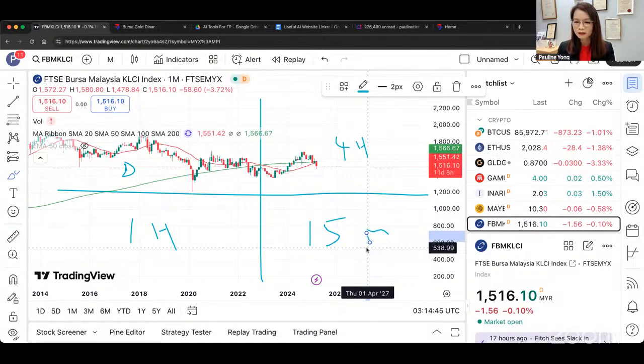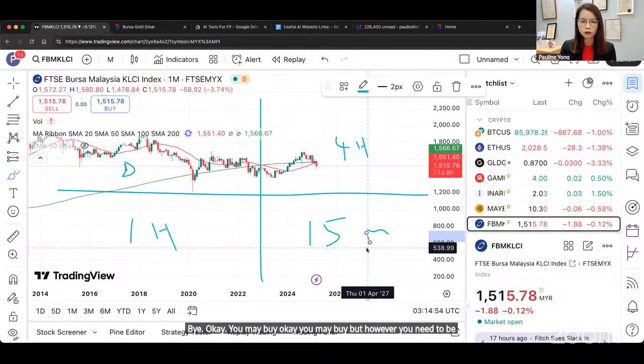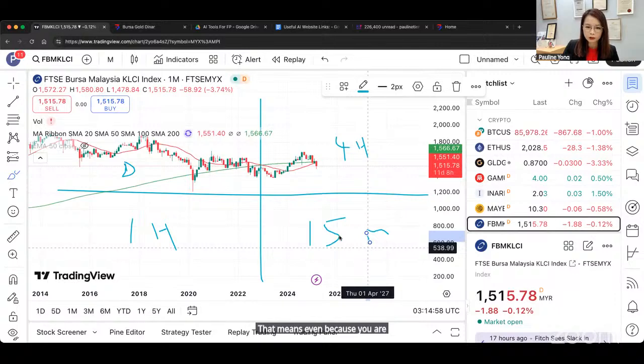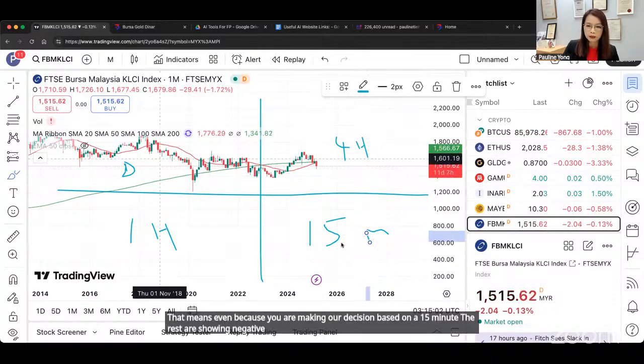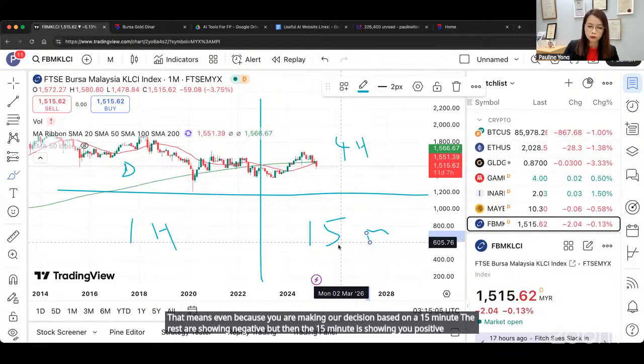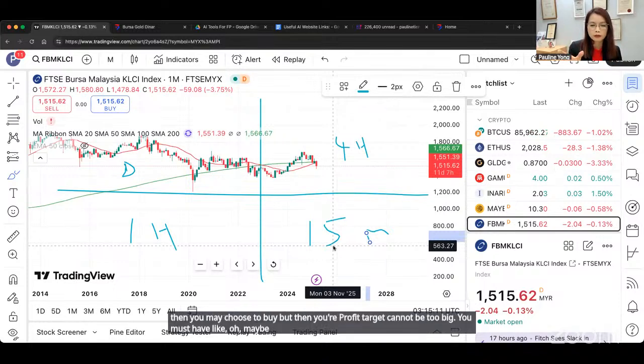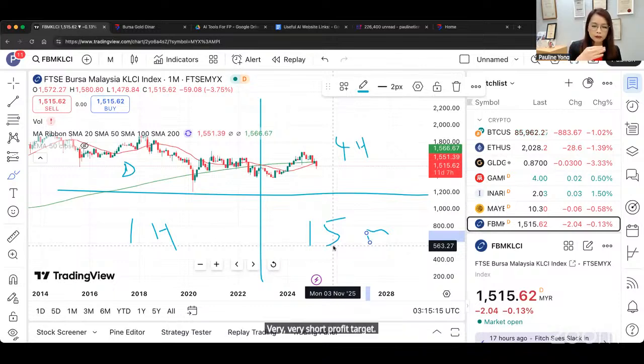Buy? Okay, you may buy, however, you need to be looking at a very, very short duration. Because you are making your decision based on the 15-minute. The rest are all showing negative, but the 15-minute is showing you positive. So you may choose to buy, but your profit target cannot be too big. Maybe just 5 points, 3 points. Very, very short profit target. And then you have a tight cut loss.